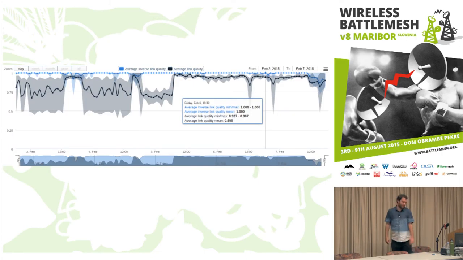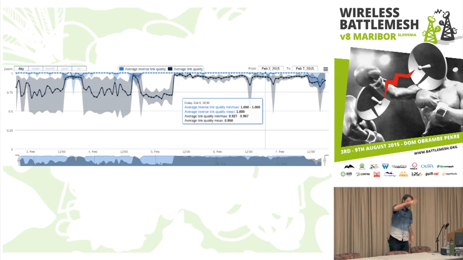So as I said, when we visualize the data, we show this data in various forms. For example, here you can see link quality through time, zoomed out. And you can see the black line is the average, but then you have also the extent of this link quality during these periods. So you can see that the blue line was more or less up all the time, even the extent was always up, but the average link quality was moving up and down.